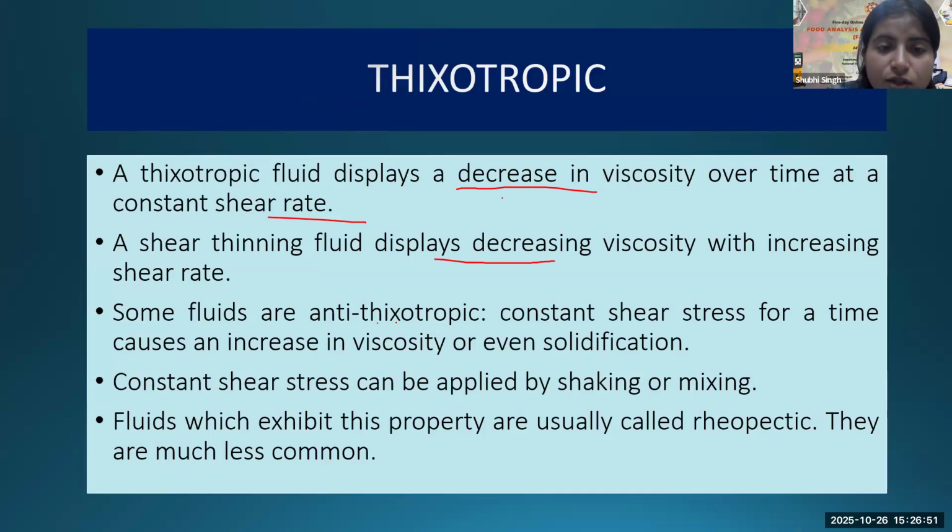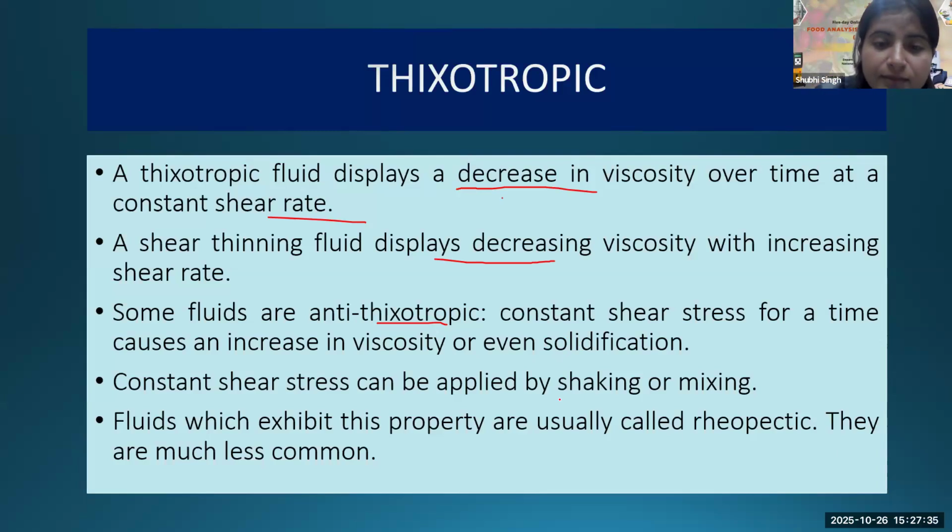Some fluids are anti-thixotropic, meaning they don't behave like thixotropic fluids. Thixotropic fluids, as we have discussed, are those whose viscosity decreases over time. But some fluids behave in an anti-thixotropic way, such that constant shear stress applied for a time causes an increase in viscosity or even solidification. They may even form a solid. They won't be stable and won't remain in a liquid phase. They will make a solid material.